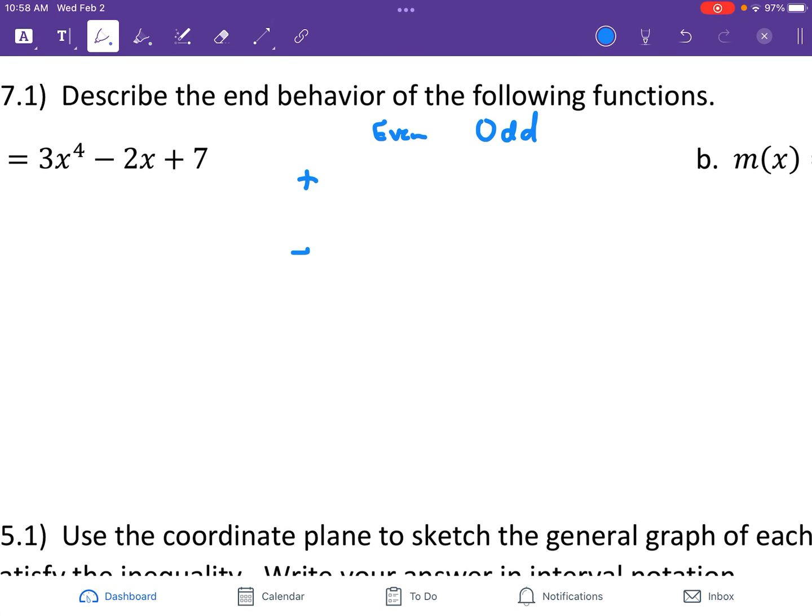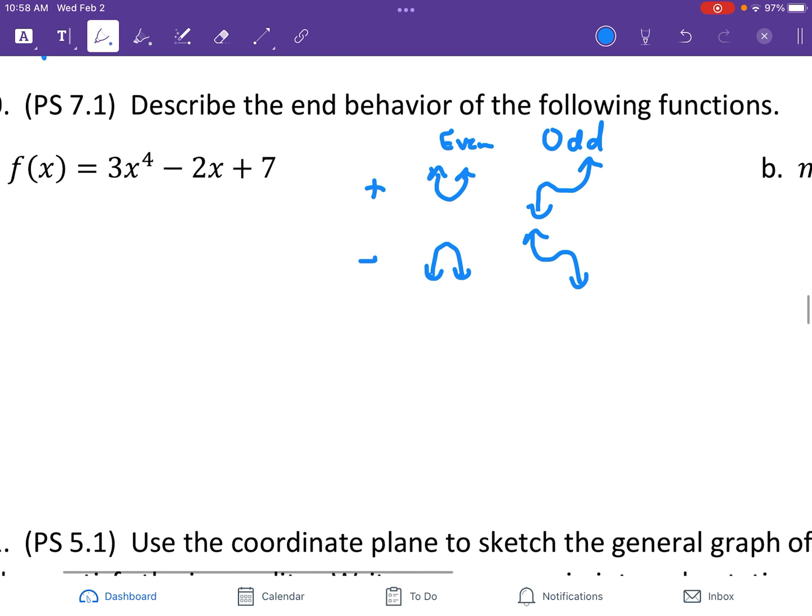Okay, so even positives will go up like this. Even negatives will go down. Odd positives are going to go up. And odd negatives will go down. So that's what we're looking for, and then we can determine what the end behavior is.